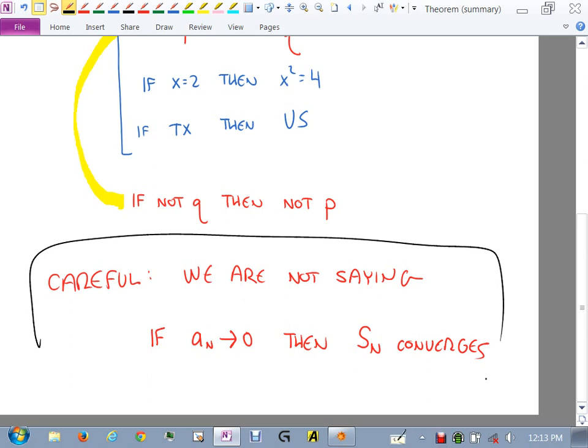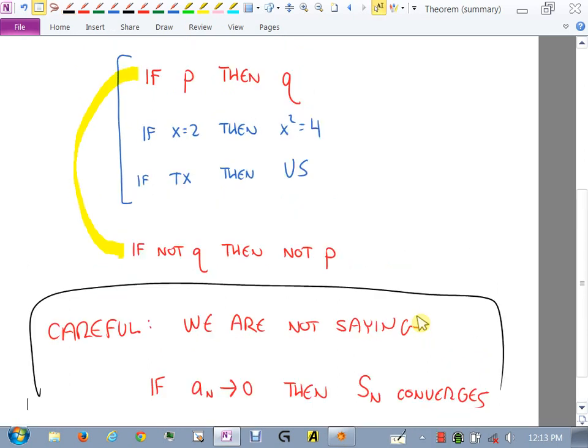On a test, if you are trying to find whether or not a series converges, and you look at the sequence and you go, hey, that goes to 0, it converges, you will lose all the credit on that problem. Out of 10 points, you will lose 10. Because that is not what we're saying. If it goes to 2, though, it diverges and you're done. If it goes to 0, you move on to the next step.